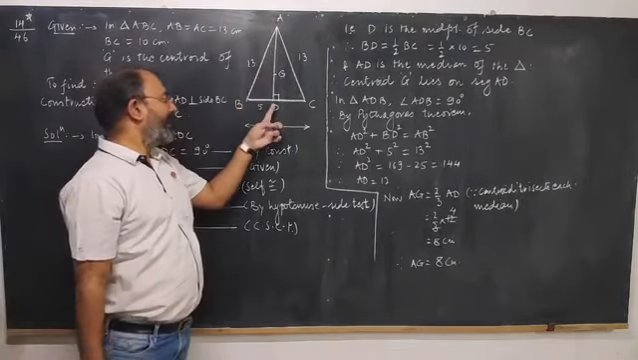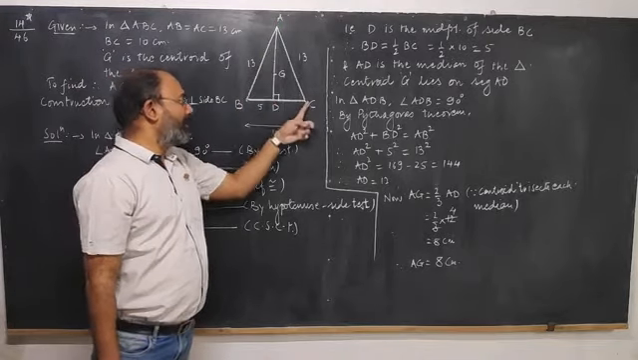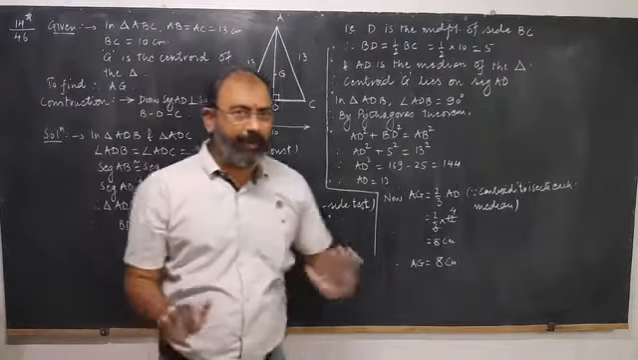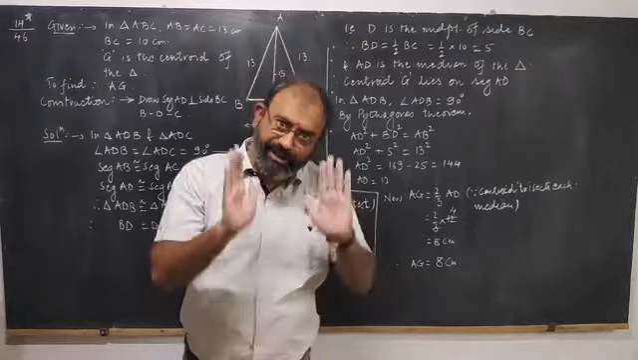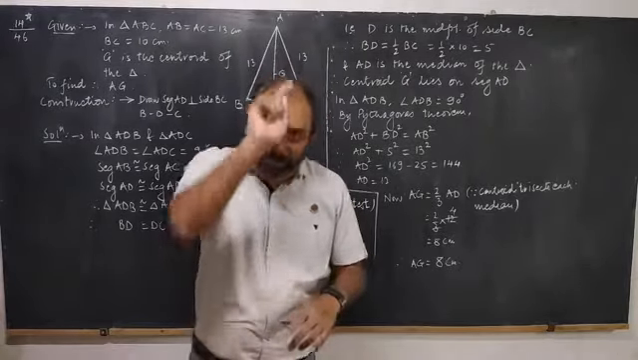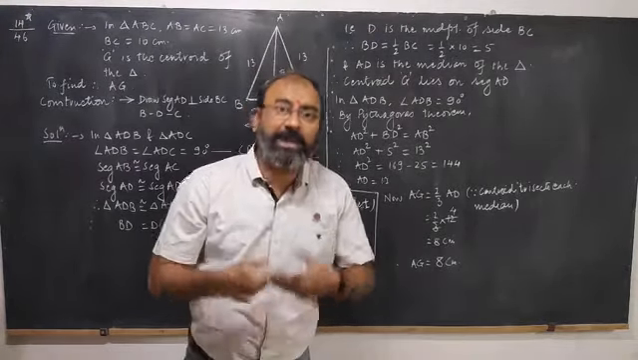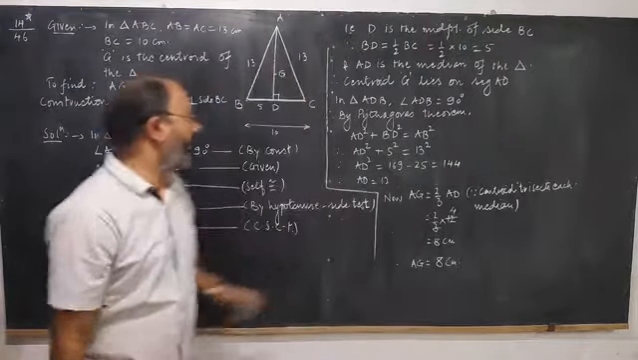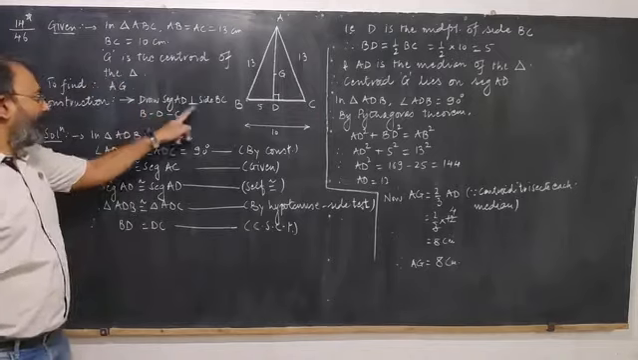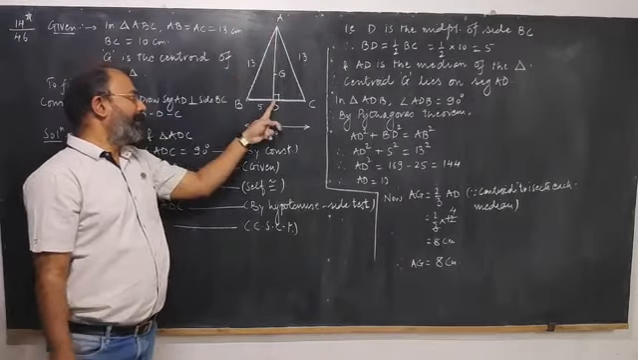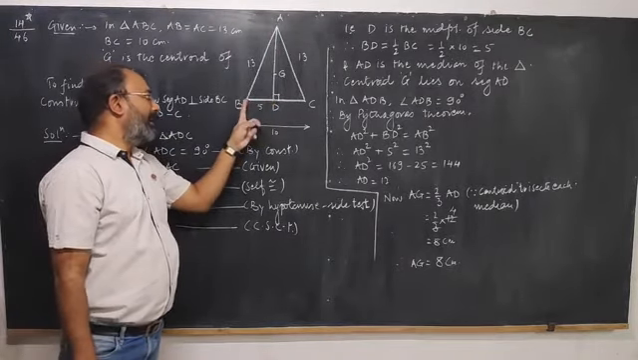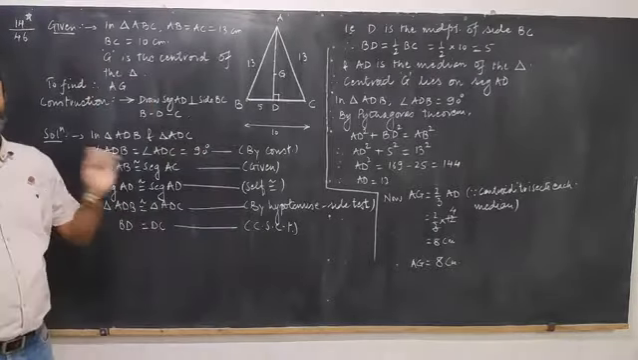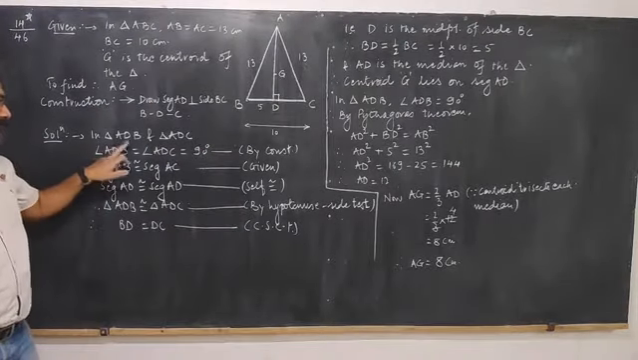Draw segment AB perpendicular to BC. At present I don't know whether G, the centroid, lies on this segment, but we come to that conclusion after proving certain results. Now, draw segment AD perpendicular to side BC. D lies between B and C. That means D is a point on segment BC.